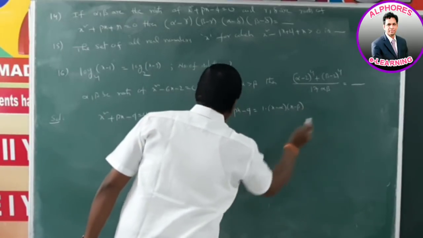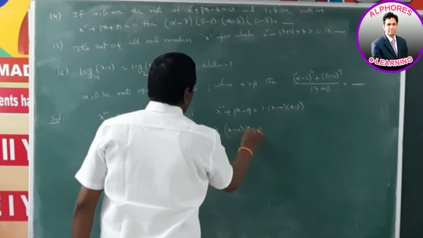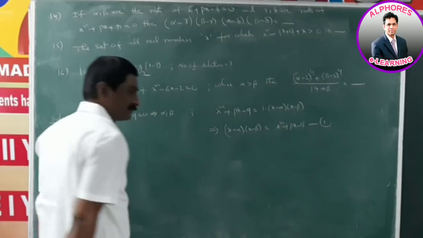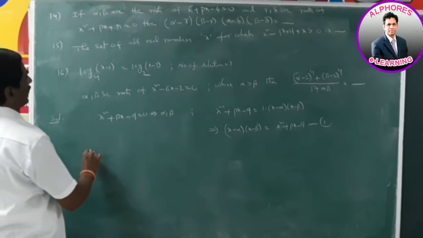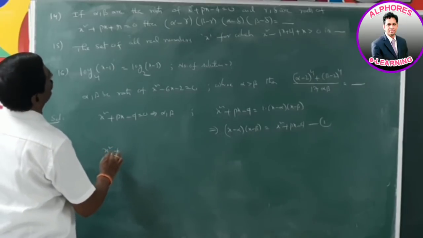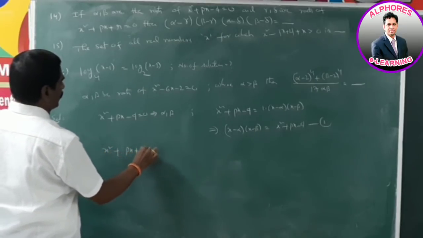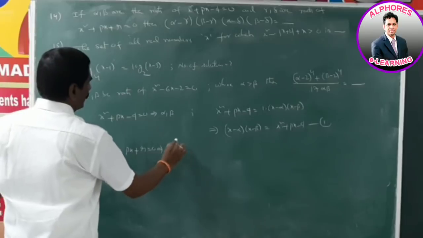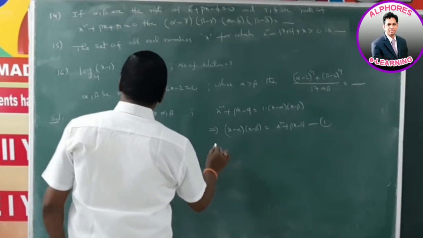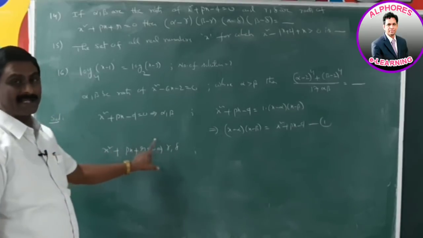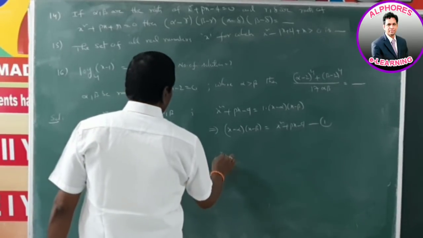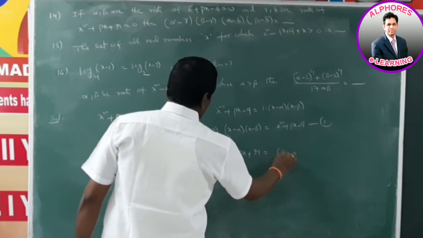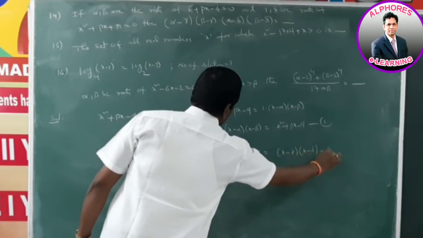That implies (x − alpha)(x − beta) is equal to x² + px − q. It is equation number 1. Similarly, in the second equation, x² + px + r = 0, the roots are gamma, delta. So, x² + px + r is equal to 1 of (x − gamma)(x − delta). That means x² + px + r is equal to (x − gamma)(x − delta). It is equation number 2.